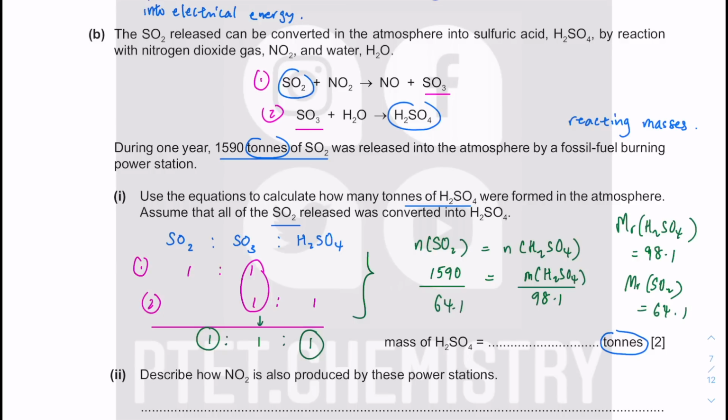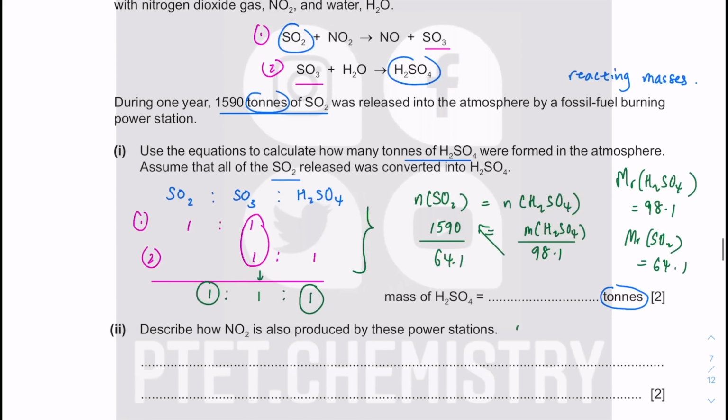So what you do then is just cross multiply correctly, and you will get the mass of H2SO4 as 1590 over 64.1 times 98.1. That will give you 2433, and this has to be in tons. Okay, so 2433 there.